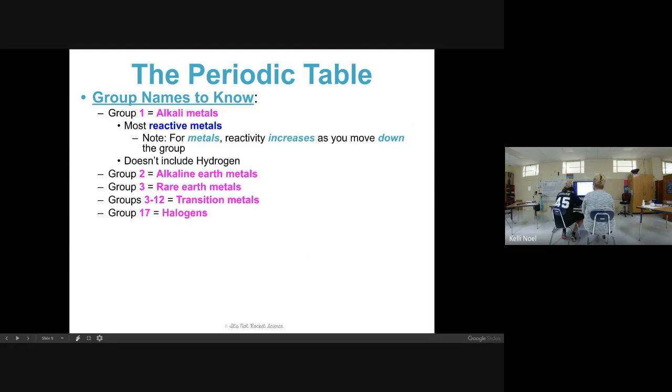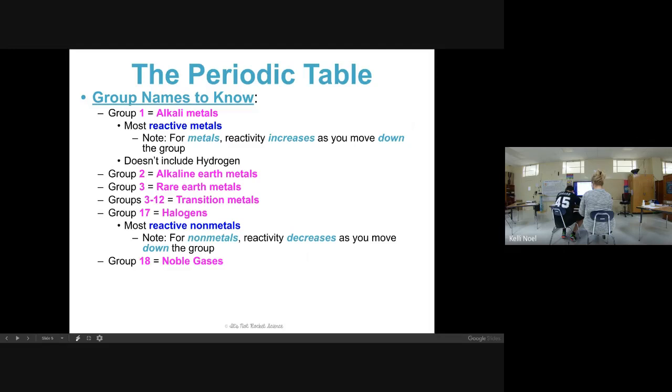We're going to skip over to halogens, which is group 7A. Halogens, these are your most reactive nonmetals, and they work opposite of metals. As you go down, their reactivity is less, so it decreases. So the most reactive is going to be at the top there. So 17 or 7A is halogens.